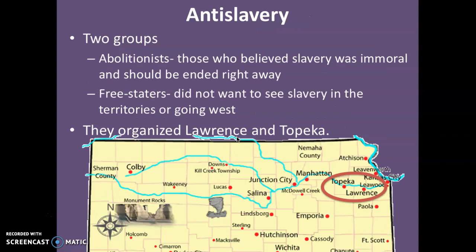On the other side, we have the anti-slavery. This is two groups: the abolitionists, those who believe that slavery is immoral and wanted to end it right away, and the free staters, who don't want to see slavery going any further west into those four territories that we looked at. So they organized, specifically Lawrence and Topeka.